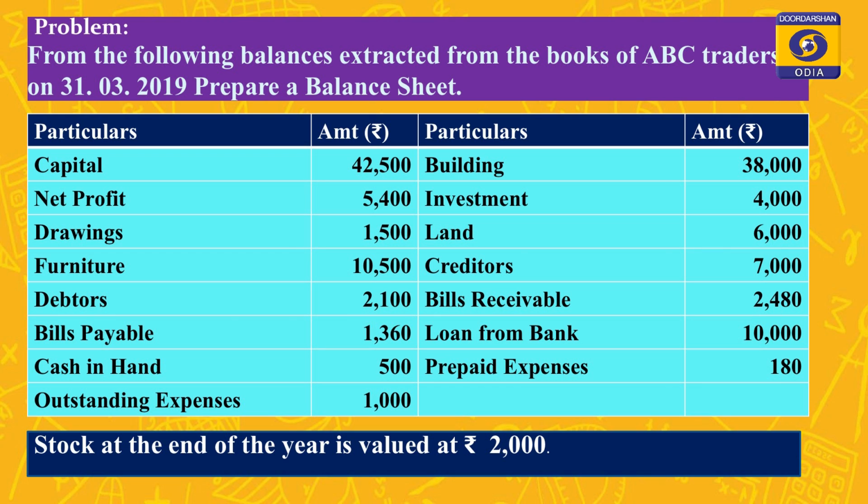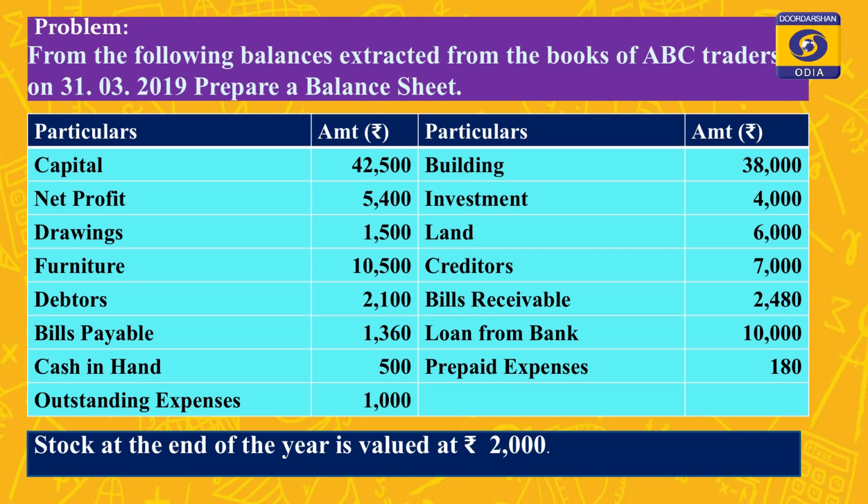Now as soon as you get the question, the first thing you need to do is scan those items which will appear on the liability side and those items which will go to the asset side. So quickly I will take you through this. Capital 42,500 obviously will show on the liability side. To that we will add the net profit, and from there we are going to deduct the drawings. As I already said, the drawings will show you a debit balance, but we need to deduct it from the liability side, that is from the capital.